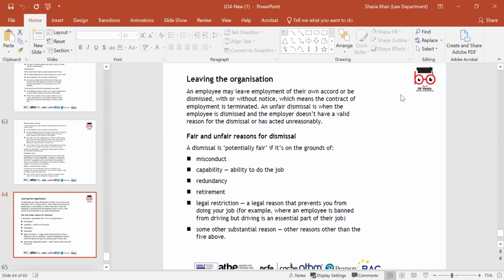Leaving the organisation: an employee may leave employment of their own accord or be dismissed with or without notice, which means the contract of employment is terminated. An unfair dismissal is when an employee is dismissed and the employer doesn't have a valid reason for the dismissal or acted unreasonably. Dismissal can be on the grounds of misconduct, capability, redundancy, retirement, or legal restriction, or some other substantial reason.